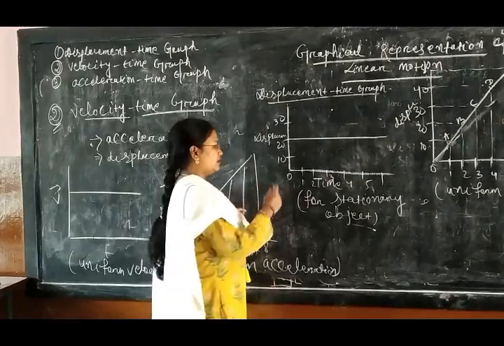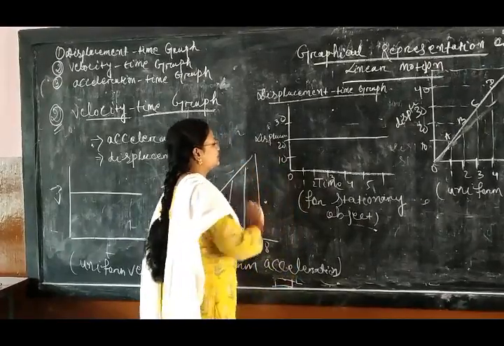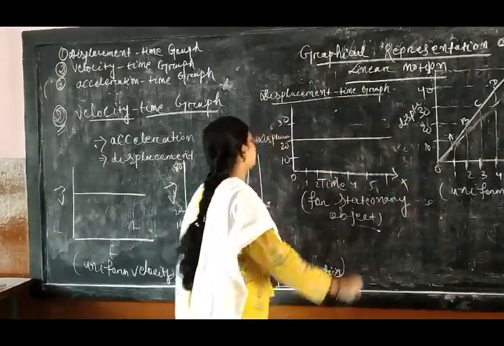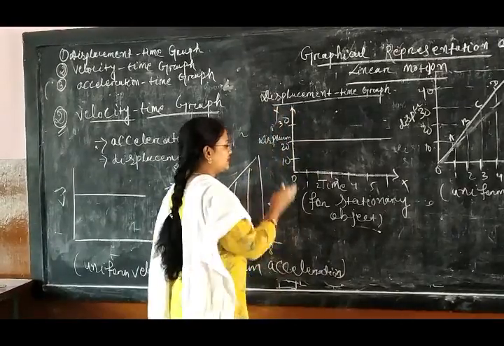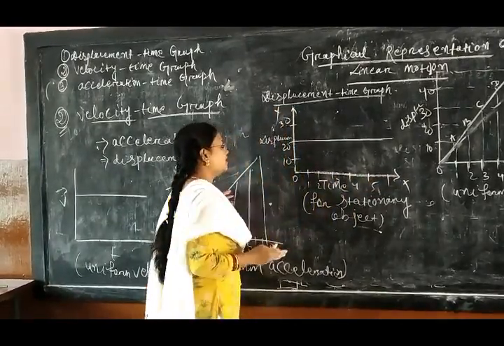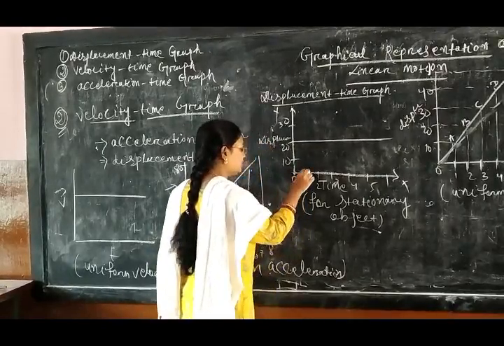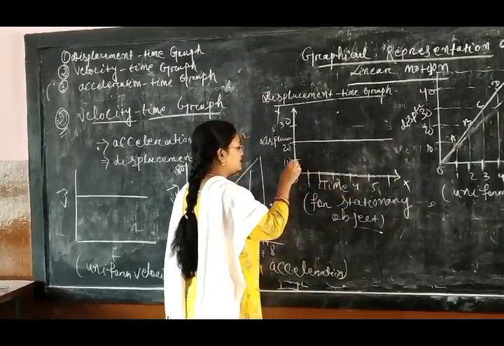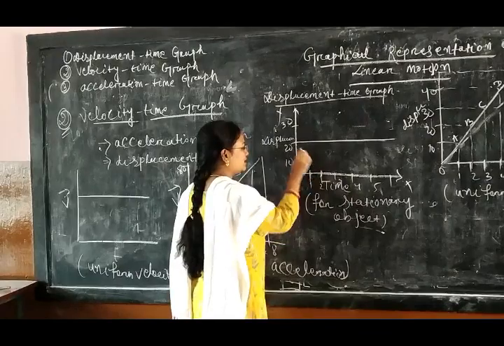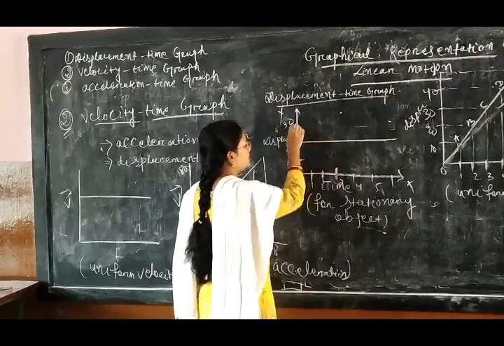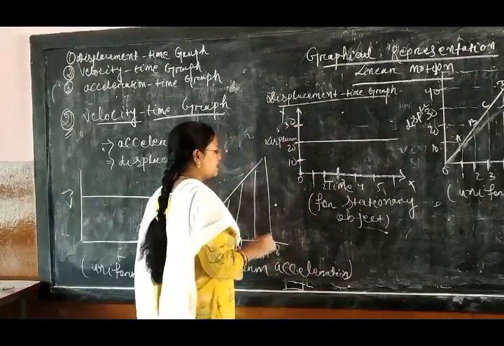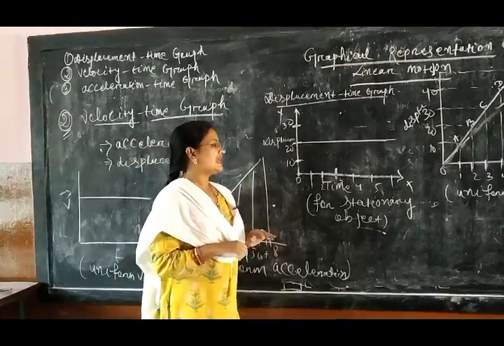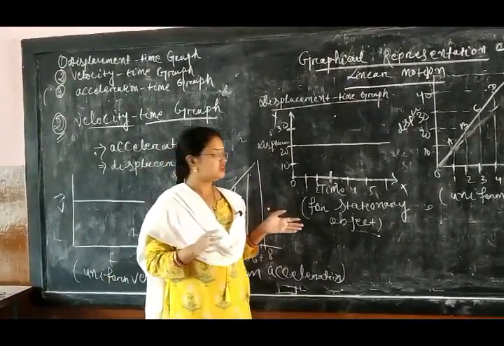Suppose I will draw one graph between time versus displacement. Try to take the time on the x-axis, this is your x-axis, and this one is your y-axis. The time is on the x-axis and displacement is on the y-axis. So suppose this is your 0, 1 second, 2 second, 3 second, 4 second. In 1 second the displacement is 10. In 2 seconds the displacement is 20. In 3 seconds the displacement is 30, like this. Okay. So on graph paper also you can draw the displacement time graph. Any graph, you know how to draw the graph.